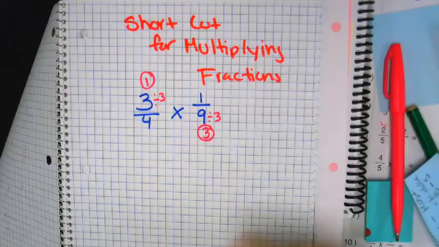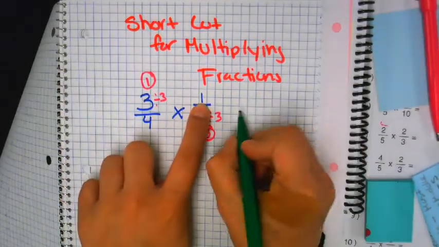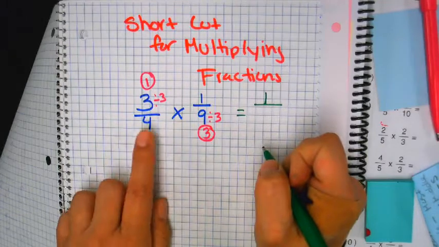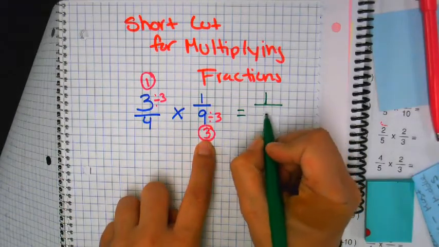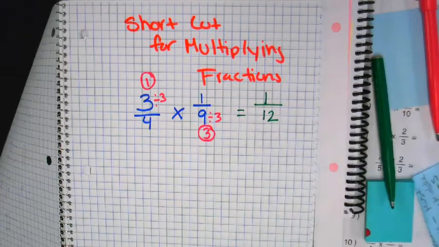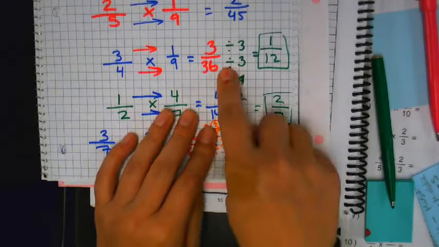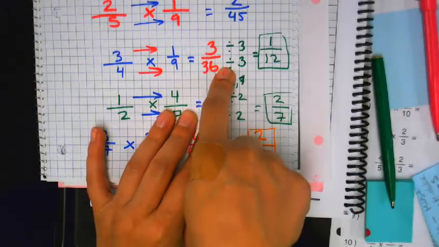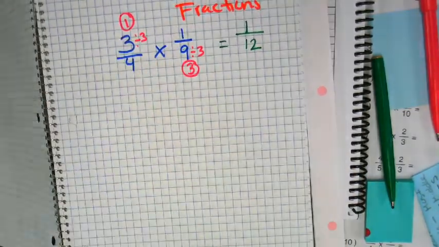All right, so now we multiply straight across. What's 1 times 1? 1. What's 4 times 3? 12. And we're done. So instead of getting 3 over 36 and trying to figure out, gosh, what can I divide 3 and 36 by? We simplify the corners and then we multiply.